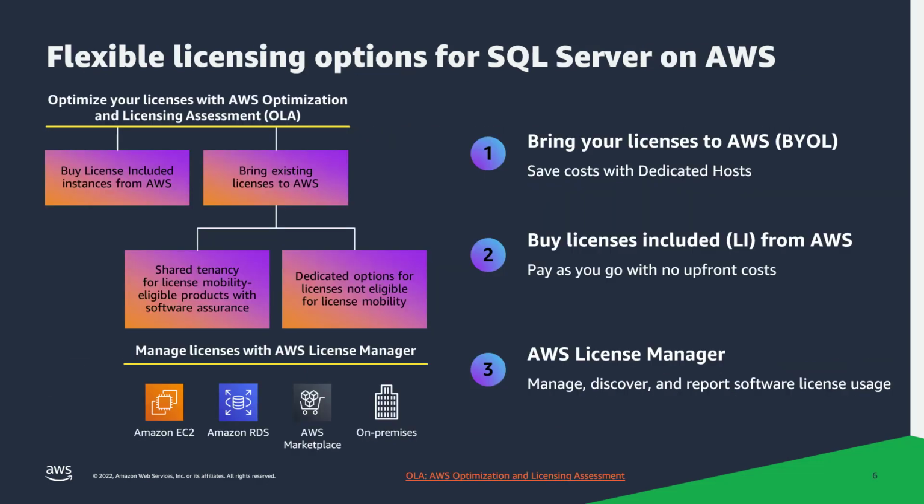While running SQL Server on AWS, customers have flexibility to either use license-included SQL Server instances on AWS or bring their own licenses. While bringing their own licenses, customers can choose to run their SQL Server instances either on a shared tenancy or on a dedicated host based on their SQL Server licensing terms. While bringing their own license, customers can keep track of their licensing using AWS License Manager. AWS License Manager allows customers to manage, discover, and report their license usage on AWS.